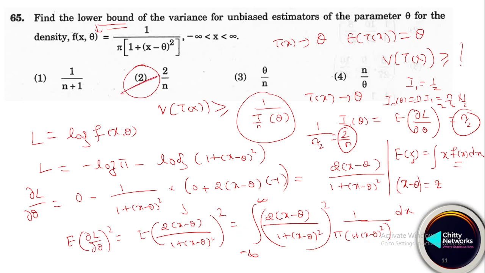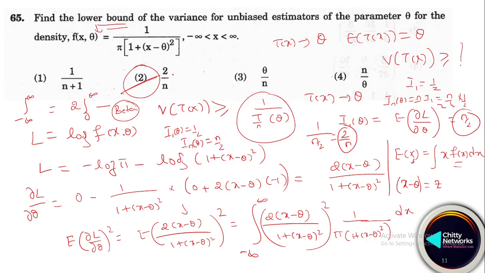So you have to put x minus theta equals z, and this is an even function. If it is an even function, you can split the integration from minus infinity to plus infinity as 2 times the integration from 0 to infinity. You have to split and then solve, using the beta function. After solving this, you get I1 of theta as 1 by 2, so In of theta is n into 1 by 2, that is n by 2.